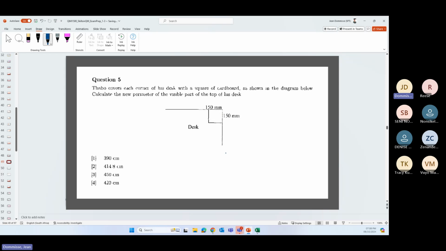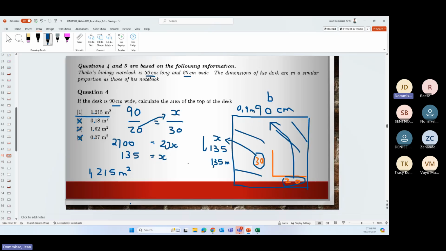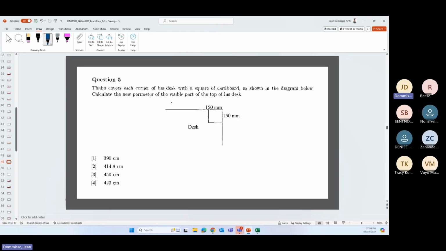Then they said, okay, so now you've done it, and then Tabo covers each corner of his desk with a square of cardboard as shown in the diagram below. Calculate the new perimeter of the visual part of the top of his desk. Okay, so now you still need to use that information. So we knew that is 0,9 meters. This was 1,35 meters.